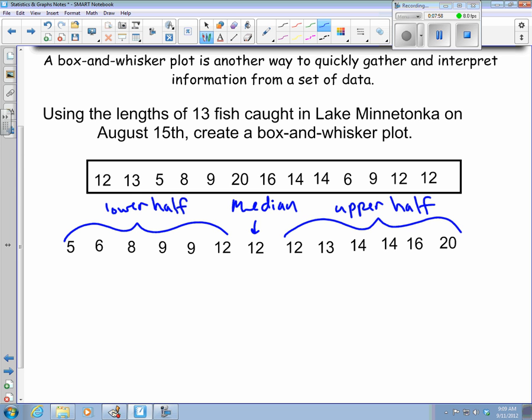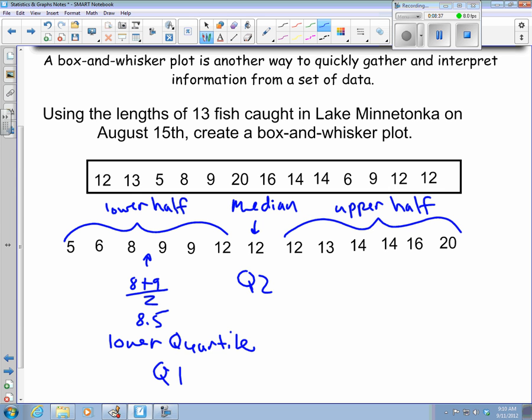And we have a lower quartile and an upper quartile. The lower quartile is the median of the lower data. So we got 1, 2, 3, 4, 5, 6. So we basically got to go right here. Take 8 plus 9 divided by 2. So 8.5 is our lower quartile. It's also called Q1.